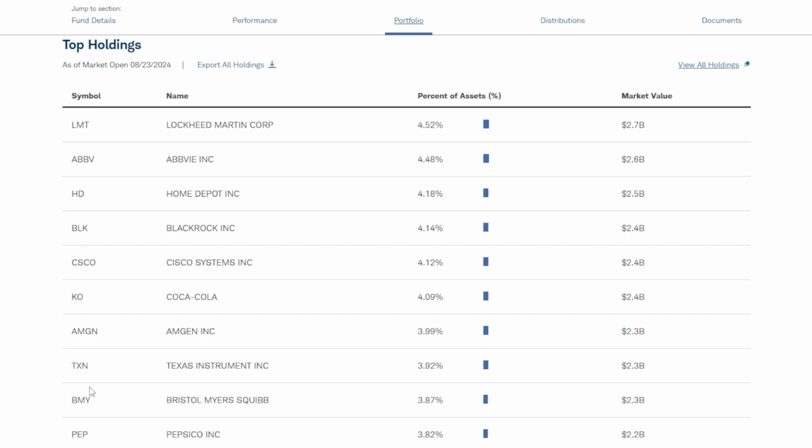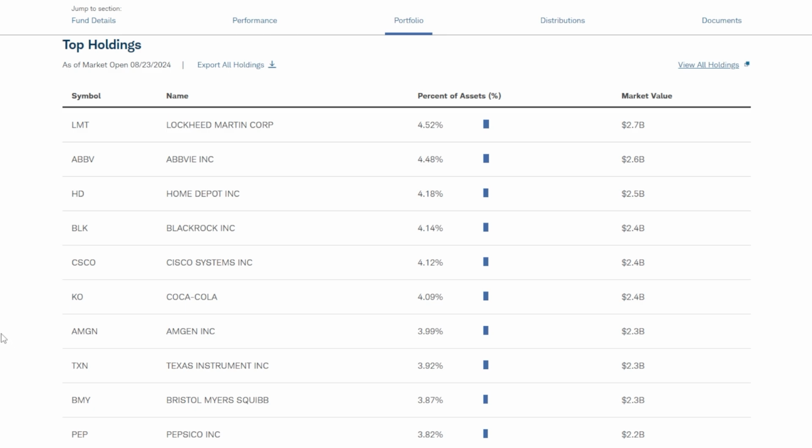Now, speaking of some of the names in SCHD, there's around 100 different holdings altogether, which of course are going to get shifted around once a year during the reconstitution. But at least as of right now, some of the top holdings are things like Lockheed Martin, AbbVie, Home Depot, BlackRock, Cisco, Coca-Cola, Amgen, Texas Instruments, Bristol Myers, and of course PepsiCo.